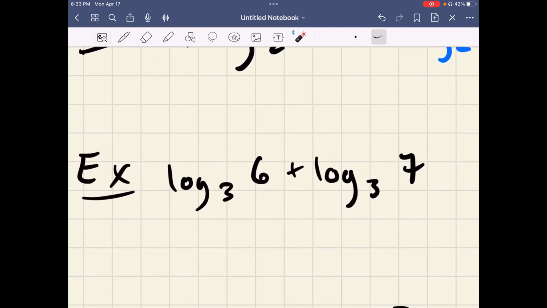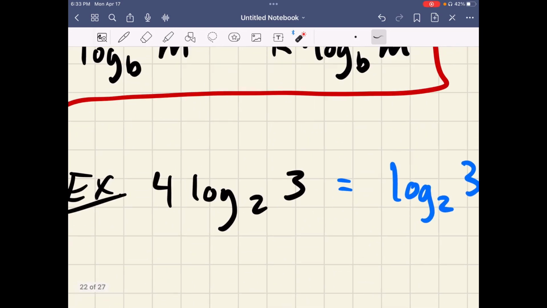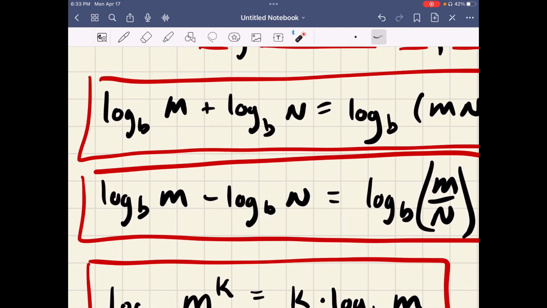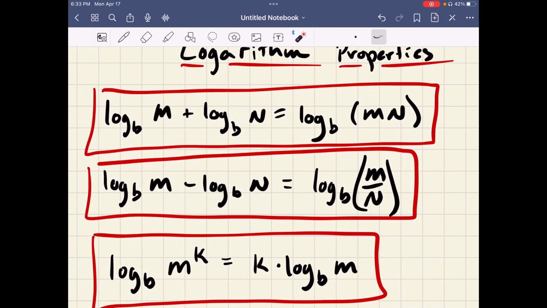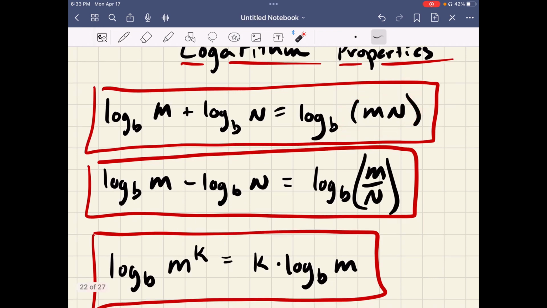Now let's look at the second example here. I have a plus here in the middle, and this is very important: I have to have the same base for my logs. If I go back up here and look at my rule, again, we have a b and a b, meaning they have to be the same. And when I add those two together, I take my m and n, whatever I'm taking the log of, and multiply them together.